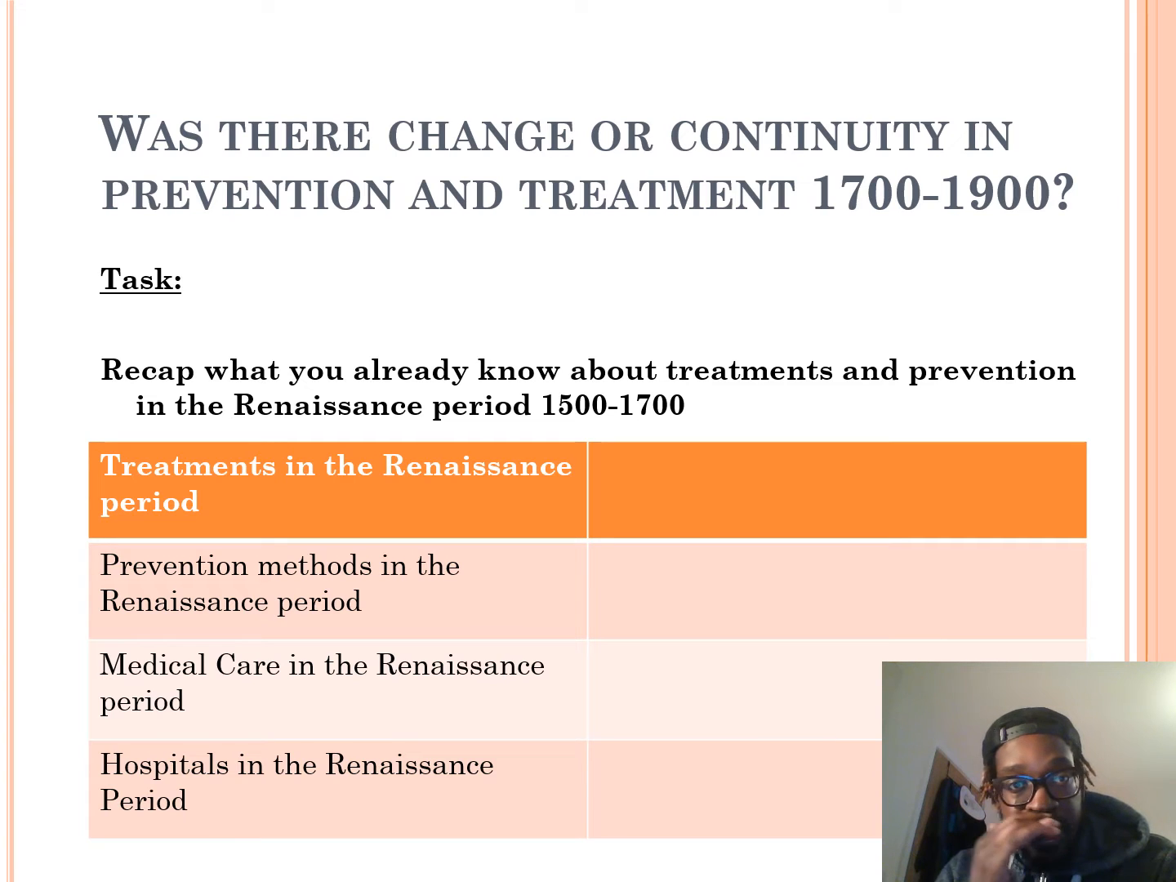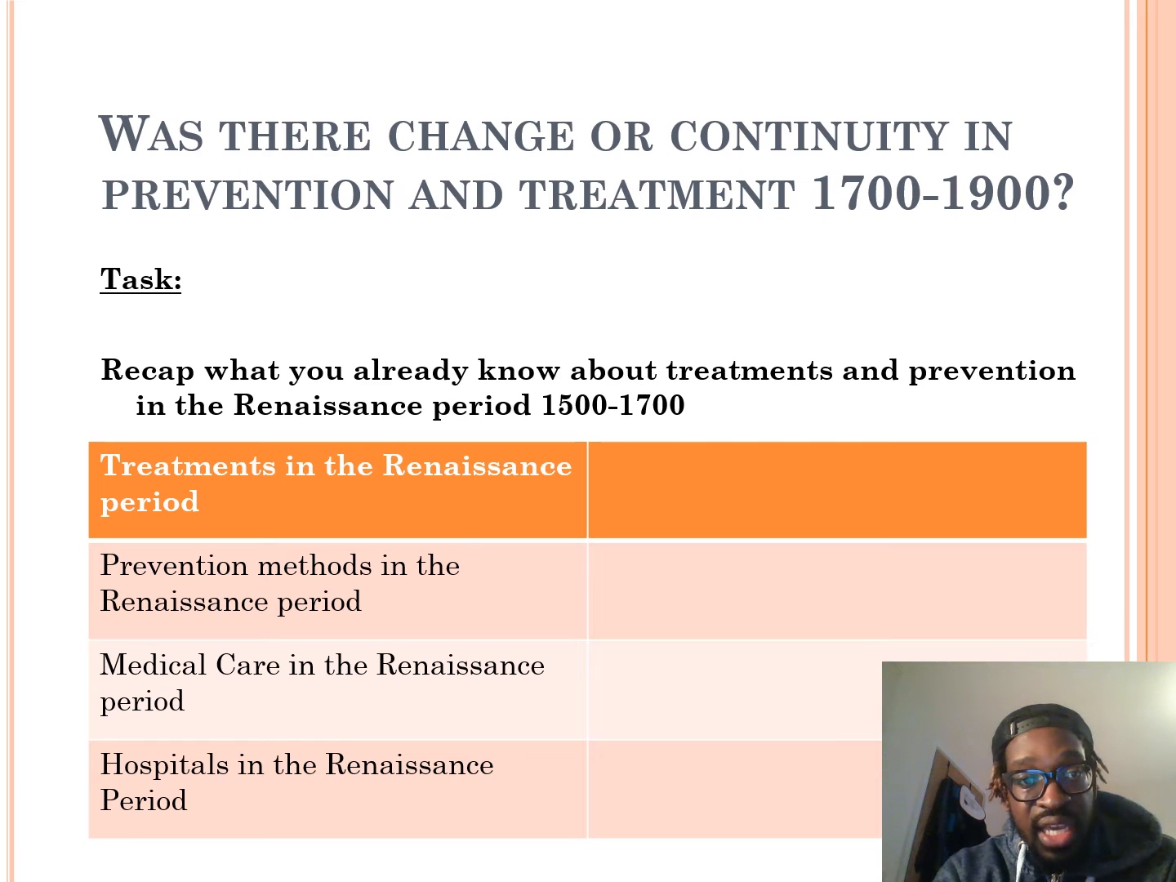So the first task says, as you can see from the title, was there change or continuity in prevention and treatment 1700 to 1900? But as with every single period of time, the first thing you always have to do is recap, go back and look at what you already know. I set you this work on Seneca. So if you're stuck and don't remember what we looked at with the Renaissance, go back on Seneca. If you can't find the link, email me and say, sir, how do I get back on there?